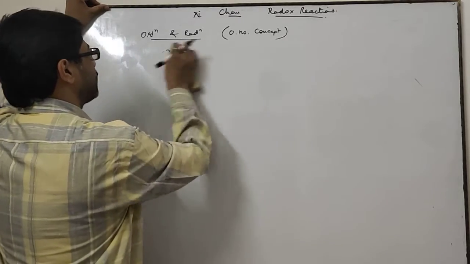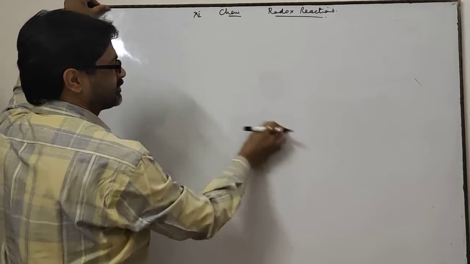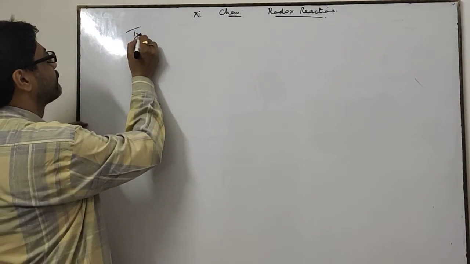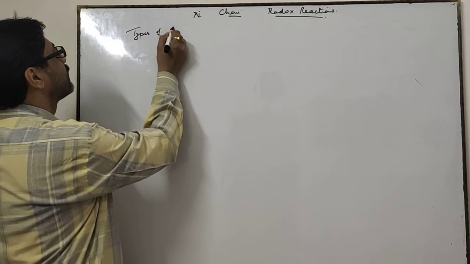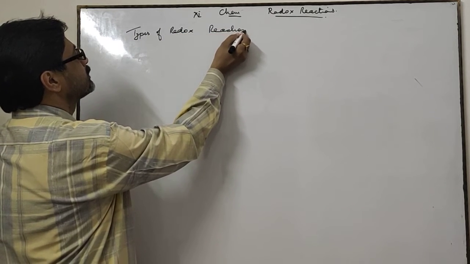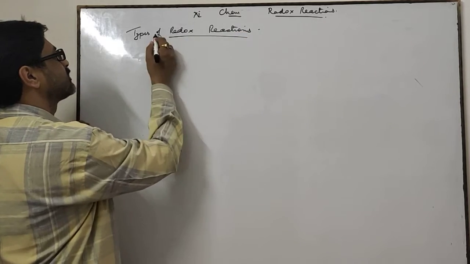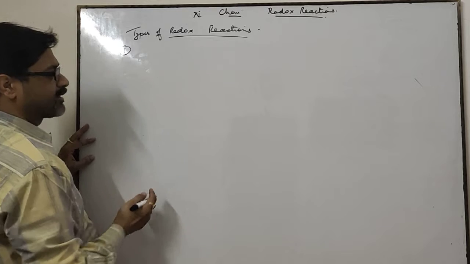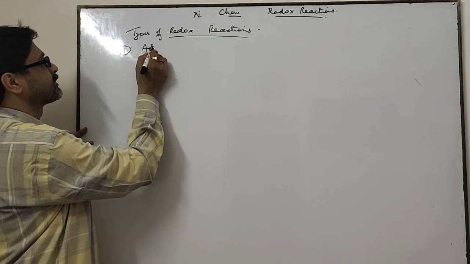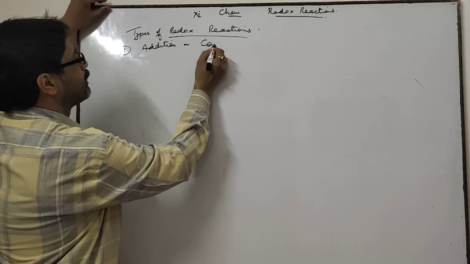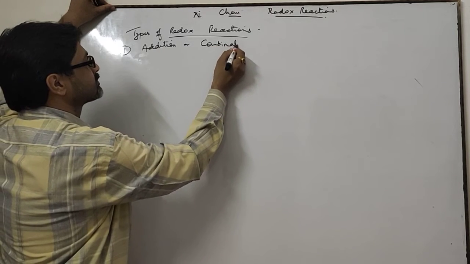Now I am going to discuss the types of redox reactions. Types of redox reactions. Redox reactions are of various types. Out of these, three are more common. First one is addition, or you can say combination reactions.